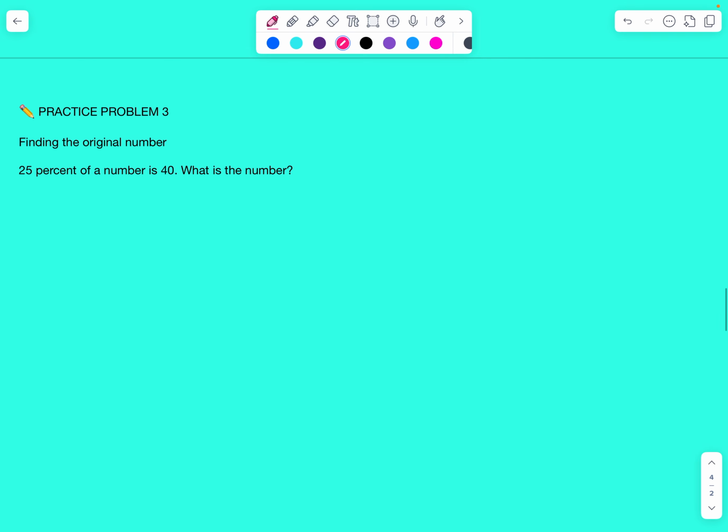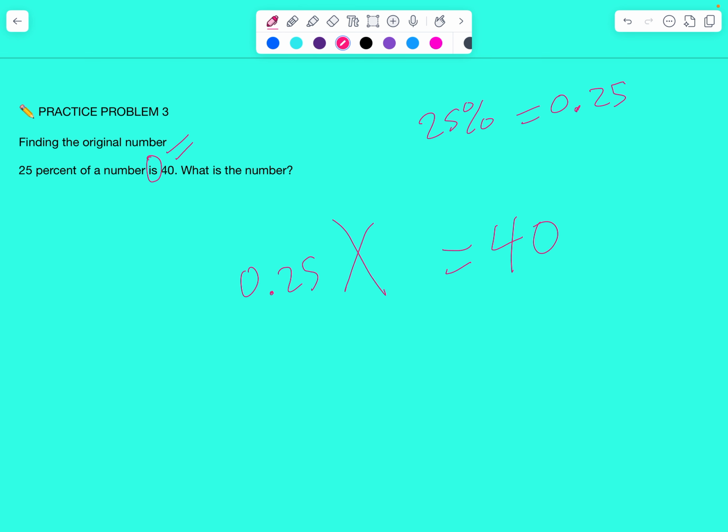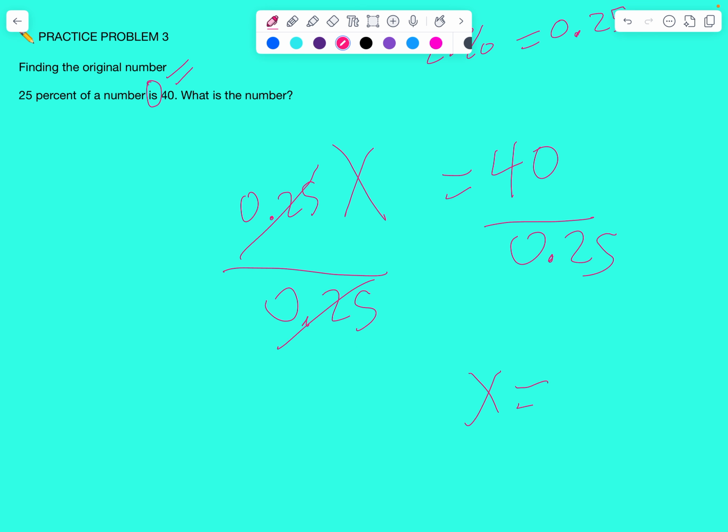Okay, practice problem 3, finding the original number, right? So 25%, let's start with that. Write percent as a decimal. 25% equals 0.25. Okay, let's continue. 25% of a number is 40. So 25% of a number is a fancy way in math of saying 0.25x equals 40. What is the number? Just divide both sides by 0.25 to get rid of that, and you get x is equal to 160. So the original number is 160.